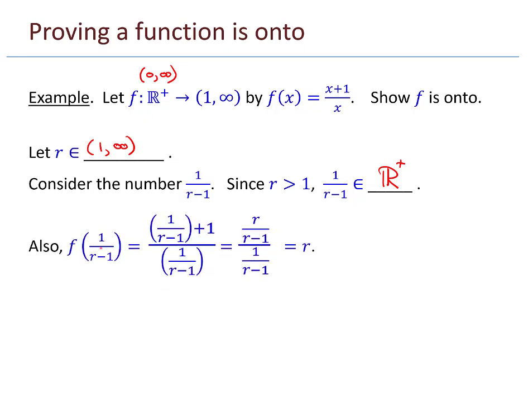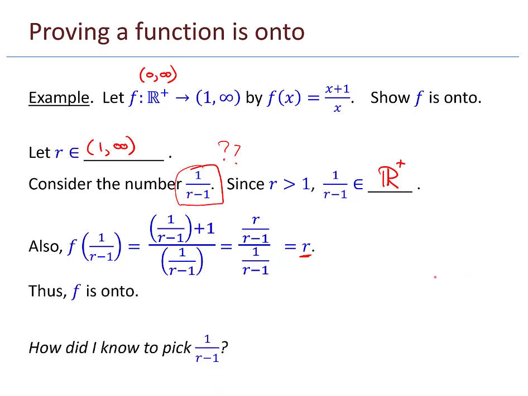Now let's find what 1 over r minus 1 maps onto. Where does it go? f of 1 over r minus 1 equals all that stuff, and it really simplifies to r. And that's exactly what I want. So I found the thing that maps onto r. Like I said, it takes a little creativity. How did we know to choose that particular number?